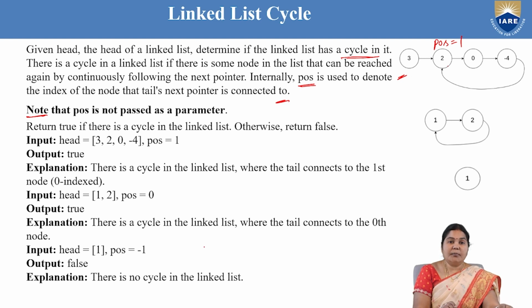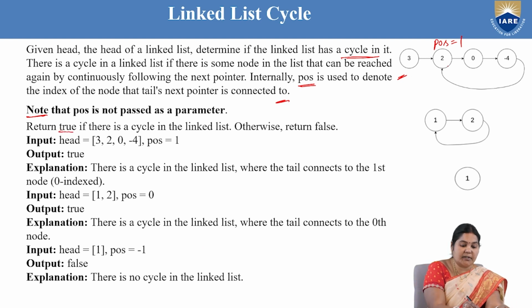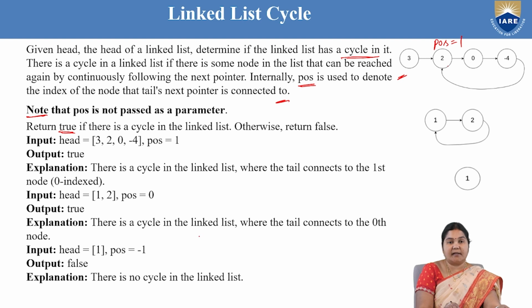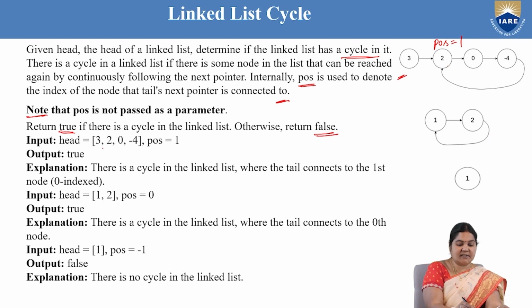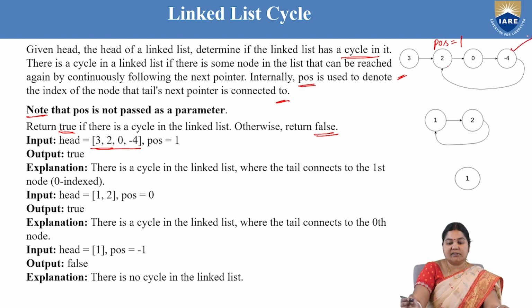Now, what do you have to return from this problem? You have to return true if there is a cycle in the linked list. Otherwise, you have to return false. Okay. See the first test case. The head node is pointing to node number 3. There are 4 nodes in the linked list, 3, 2, 0 and -4, as you can see in this diagram. And position is equal to 1.